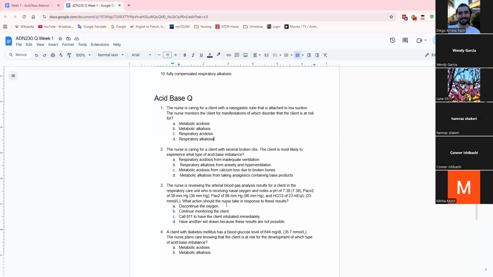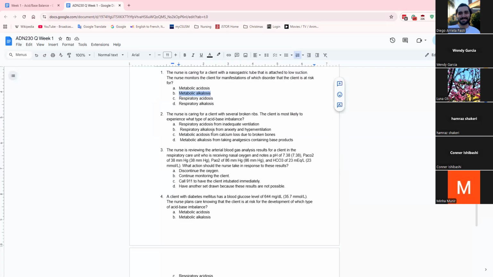So in this case, you're suctioning. The idea is that when you're doing NG tube suctioning, you're getting rid of acid. So in this case, that would be a metabolic alkalosis from excessive suctioning. That's the main thing there, because it's an NG tube, so it's in the stomach. You're suctioning out of the stomach, decompressing the stomach, you're also getting rid of stomach acid. So loss of acid, metabolic alkalosis.